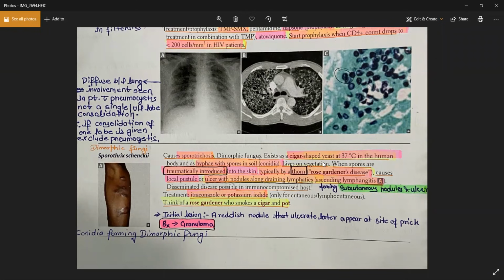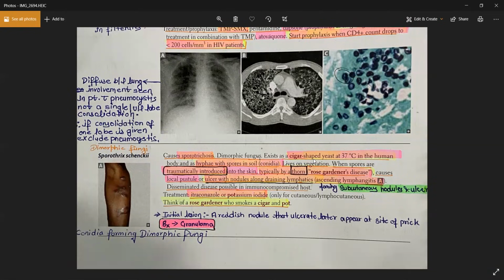They most commonly spread by traumatic implantation. You will get the implantation of this fungus in your skin by a trauma, and this trauma most commonly occurs from a thorn, which is most commonly present on roses, a thorn on the rose. So it would be a gardener. It will always be a case of a gardener in Step 1, a rose gardener. That's why it is known as rose gardener's disease.